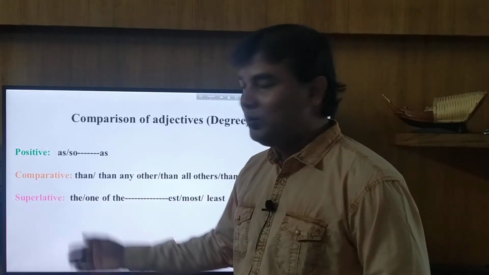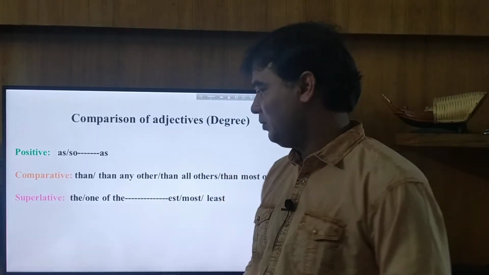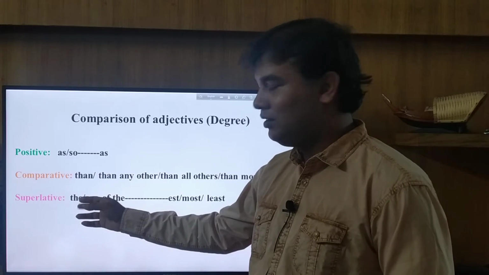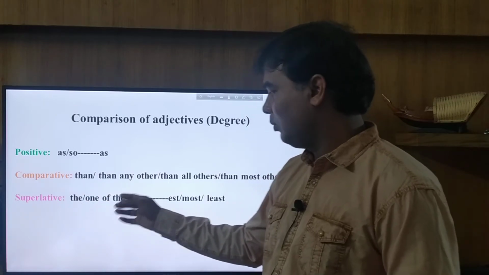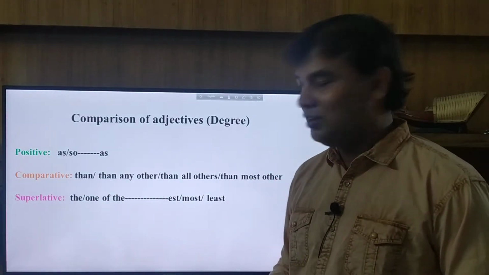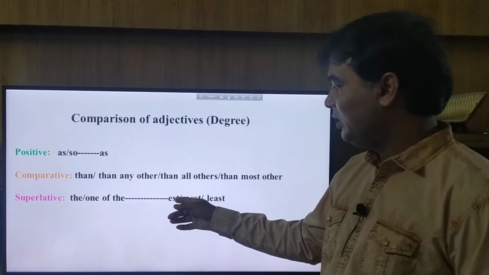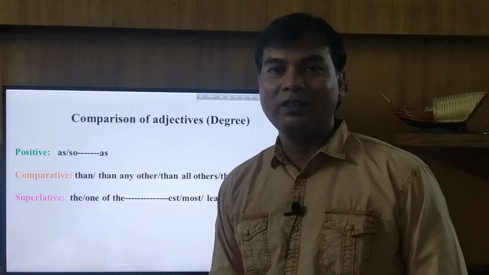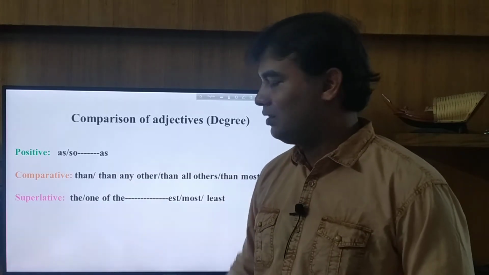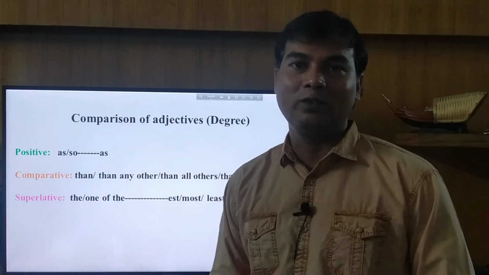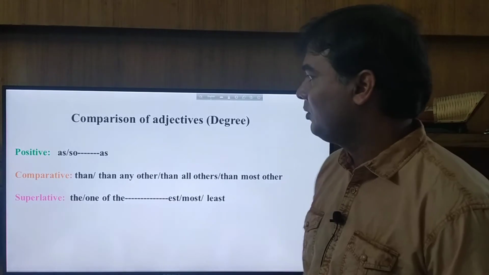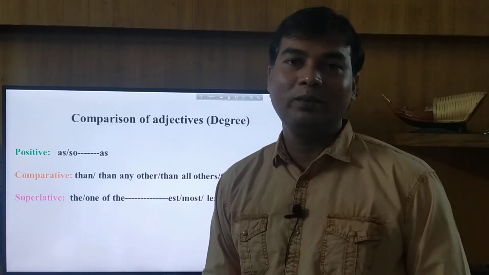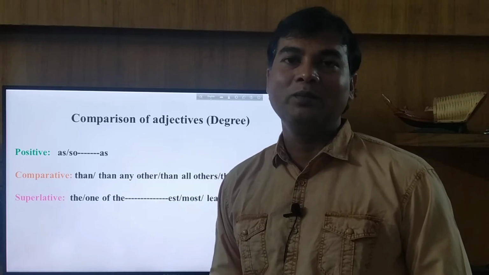Now, how can we identify superlative degree? This is also very easy. If you find "the", or "one of the", or an adjective with "est" or "most" or "least", then we can say that the sentence is in superlative form or in superlative degree. So these are the simple criteria to identify the types of degree.